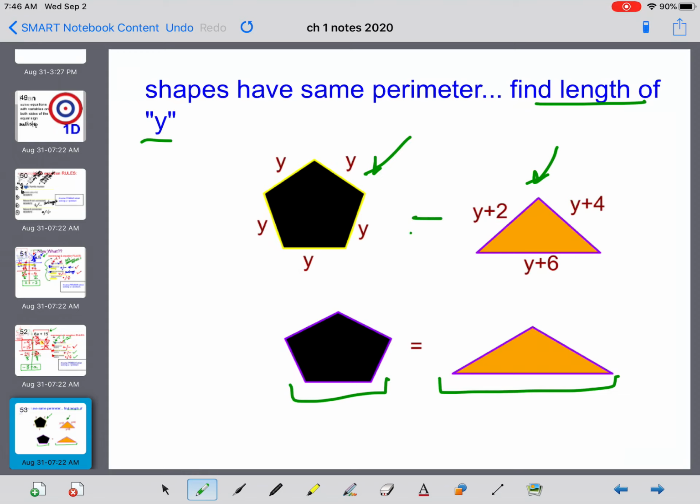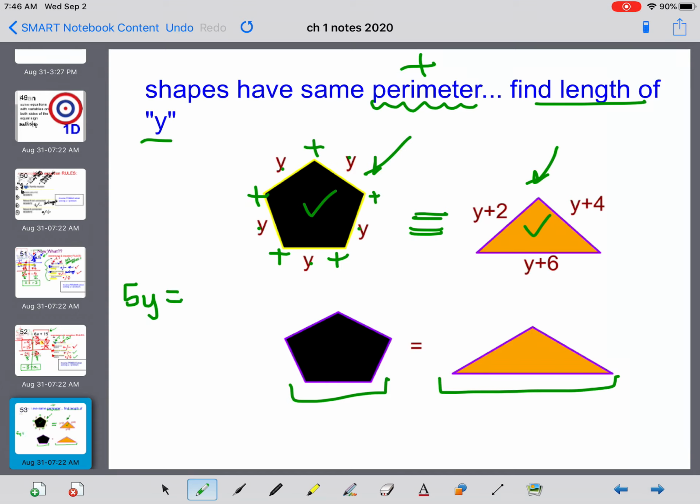Well, what's awesome about this is I can create an equation because these two things are equal, right? So if I'm looking at this, remember perimeter means I add up all the sides. So if I add y plus y plus y plus y plus y, how many y's have I got here? 1, 2, 3, 4, 5. So I have 5 y's on this side, and this is equal to this.